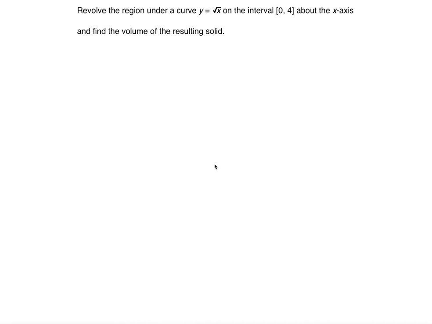In this video, we're going to learn how to calculate the volume of the solid of revolution. We're given that we have to revolve the region under the curve y equals square root of x on the interval from 0 to 4, endpoints included, about the x-axis, and find the volume of the resulting solid.